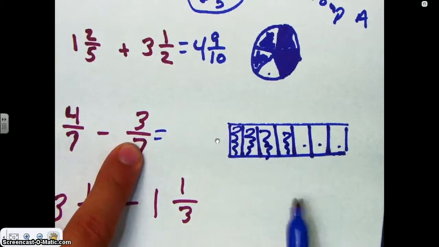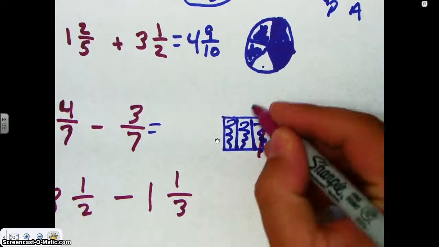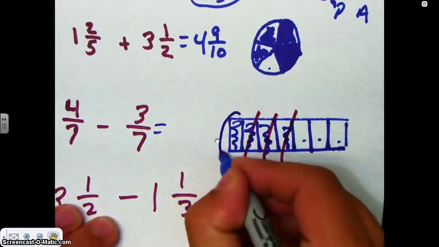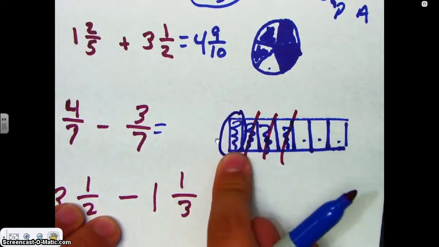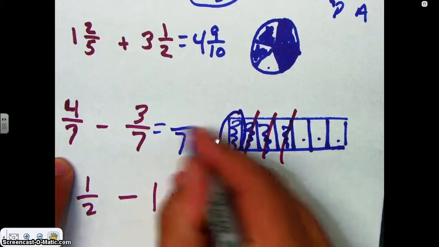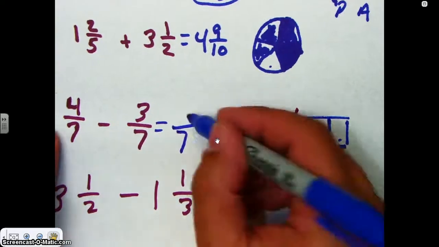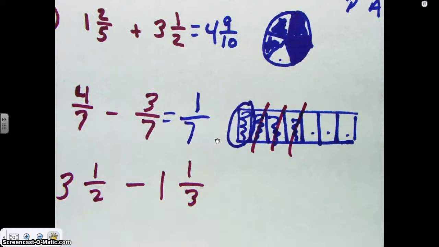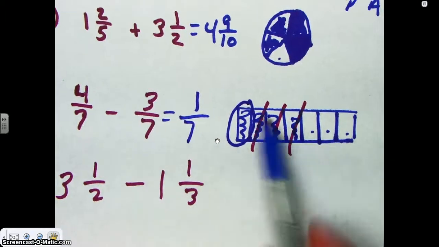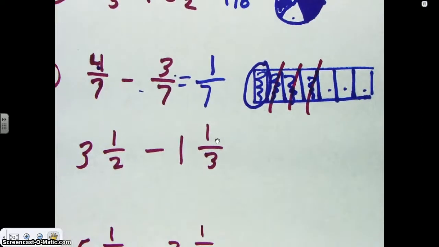I need to take away 3 7s. 1, 2, 3. If I take those away, I have exactly 1 out of 7 left. So the denominator didn't change. All I did was I took the 4 and I took away 3, which gave me 1/7. So with subtraction, it's the same as addition. Denominator doesn't change. All you do is subtract your numerators, and that gives you 1/7.